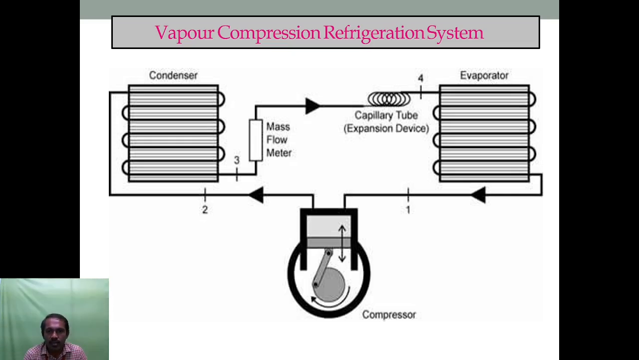Here is the layout of a refrigeration system. There are 4 important components here. First is the compressor, second is the condenser, third is the expansion valve, fourth is the evaporator. The condenser and evaporator are heat exchangers, and the compressor increases the pressure and temperature. And the expansion is to reject the heat from the object.